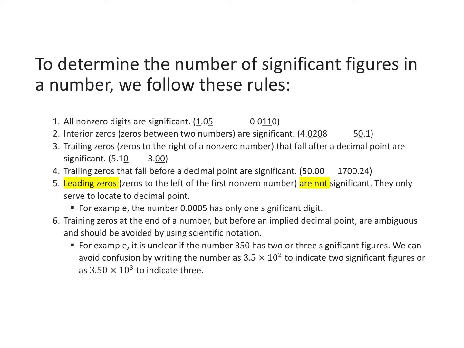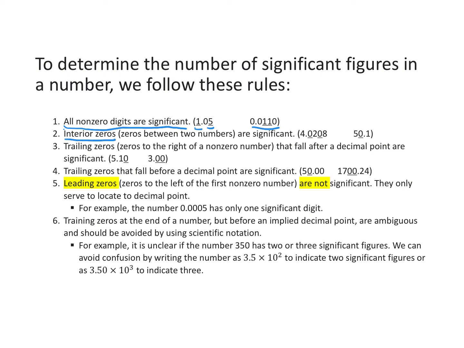To determine the number of significant figures in a number, we follow these rules. All non-zero digits are significant. For instance, in 1.05, 1 and 5 are significant. Or in 0.0110, 1 and 1 are significant. So all non-zero digits are significant. Is that clear? Okay, just remember these one by one, because now we're adding rules. All non-zero digits are significant.